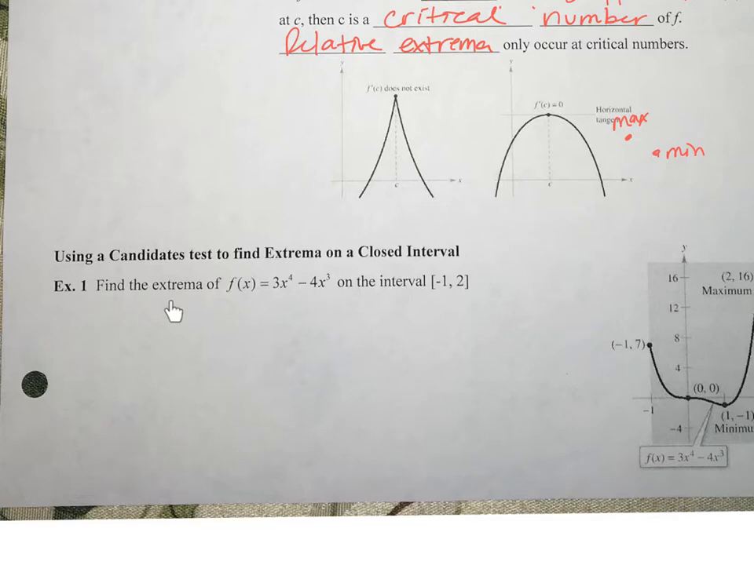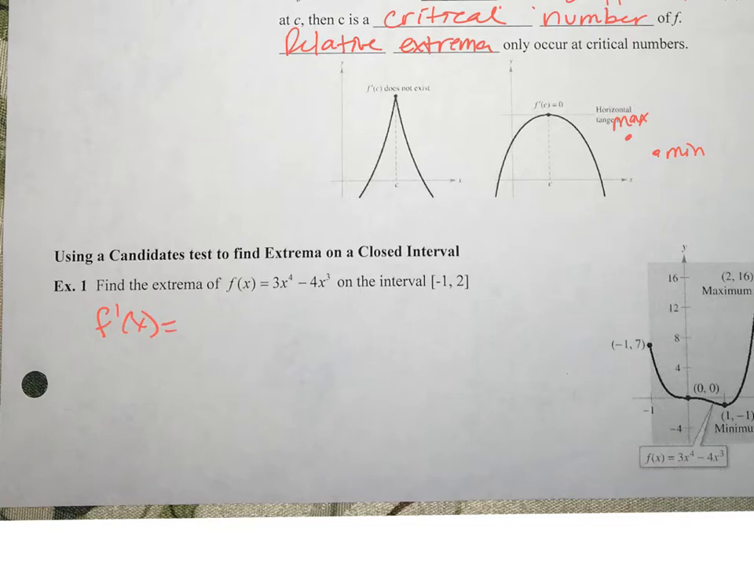Okay, so when we talk about candidates where extrema could occur, they could happen either at -1 or at 2, or extrema could happen where there's a critical number. So where would there be a critical number? Where the derivative is equal to 0, or where the derivative is undefined. So the first thing we'll need to do is take our function f of x, and we need to find f prime of x. So let's go ahead and find that derivative.